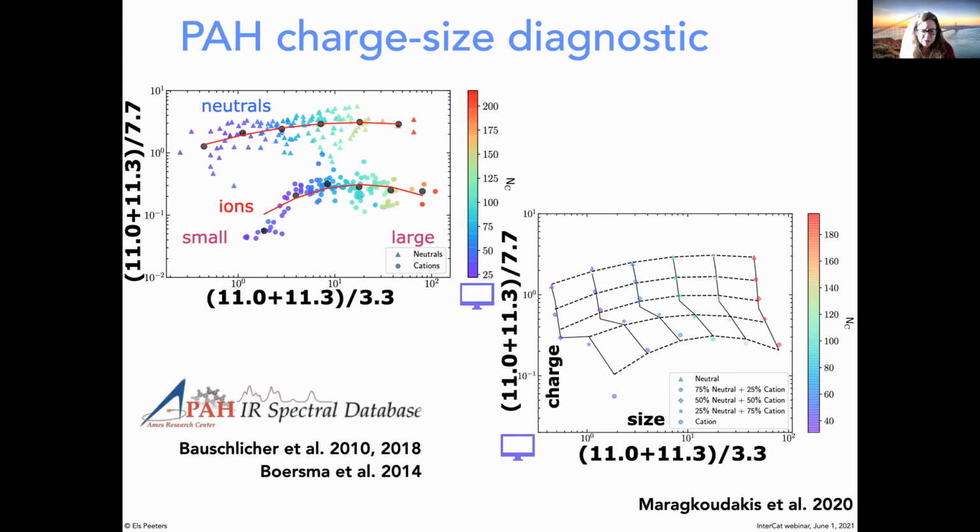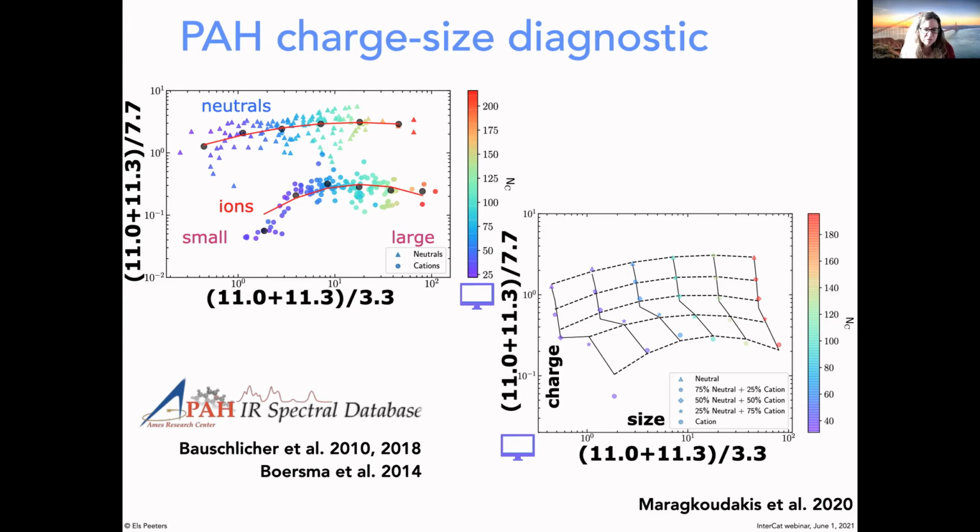Now, you can also use these theoretical data to make a diagnostic. We already know that 3.3 and 11.2 come from neutrals and 6.2 and 7.7 from ions. And we also now know that 3.3 and 11.3 basically trace the size. And so you can make this plot for all the molecules in the database, and you can calculate once again the ratios shown here. So it's 11 micron over 3.3 on the x-axis and 11 micron over 7.7 on the y-axis.